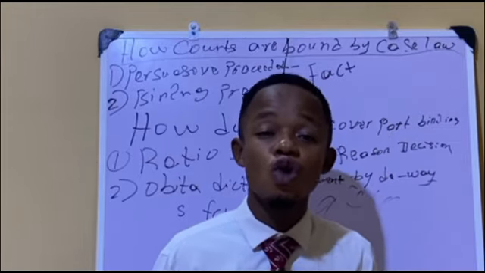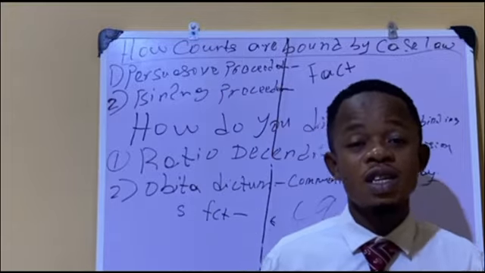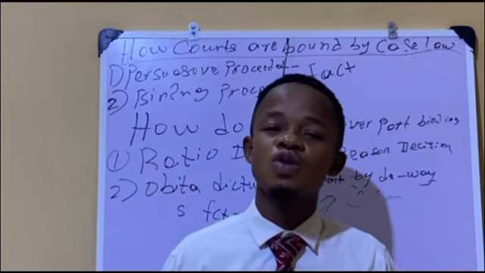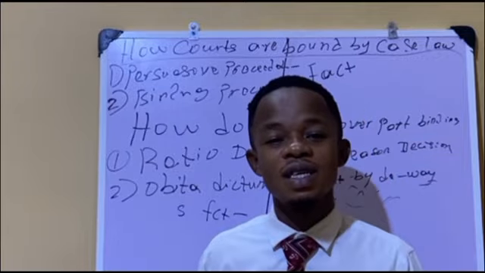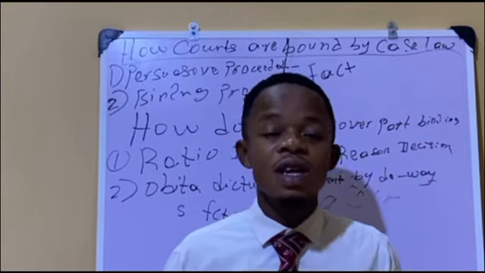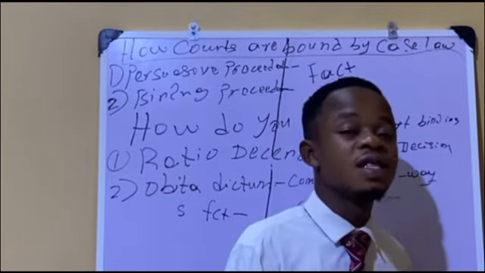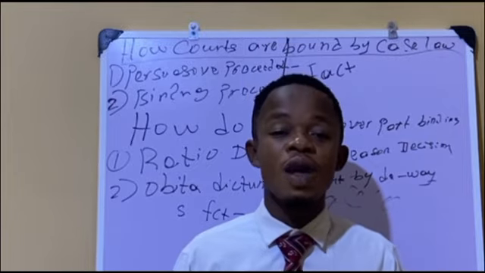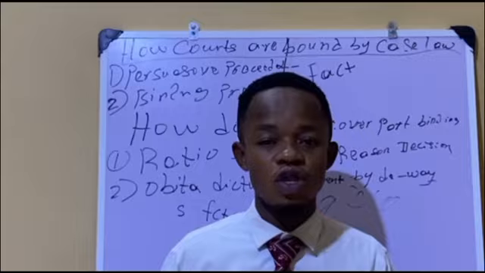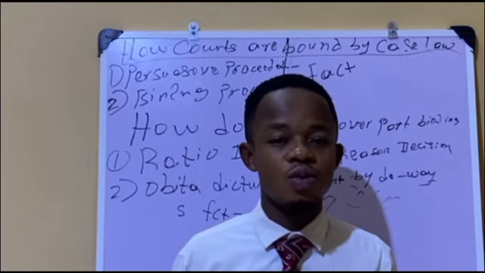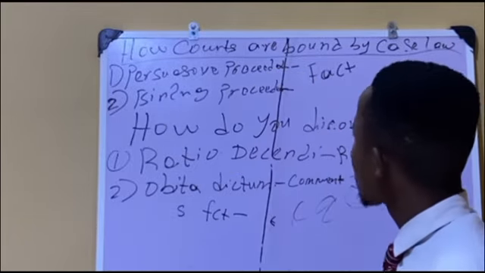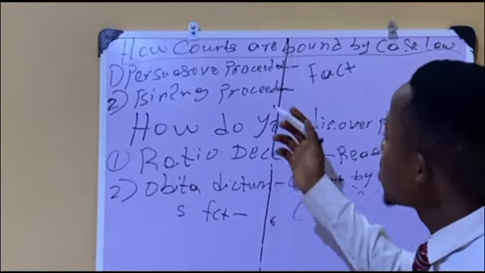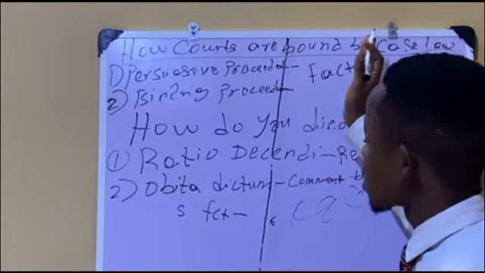But whenever a court doesn't want to follow sheepishly the decisions of a higher court, it must use what we call distinguishing a case. Distinguishing a case simply means what happened in the other case is not what happened in this case. Therefore, I am free to give a different judgment altogether. That is what distinguishing is.